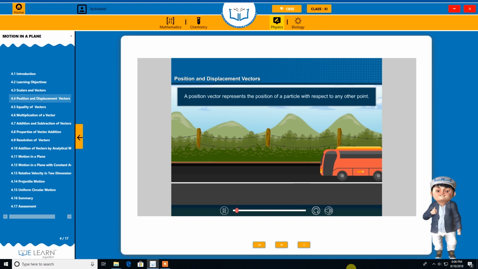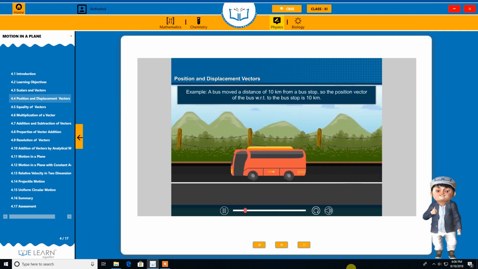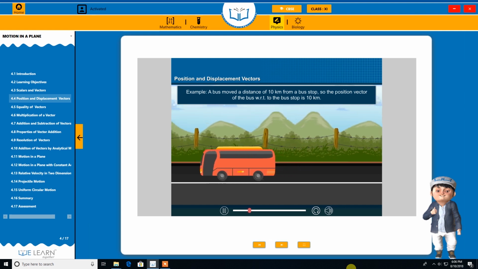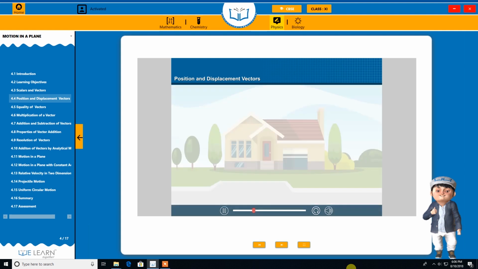A position vector represents the position of a particle with respect to any other point. For example, a bus moved a distance of 10 kilometers from a bus stop. So the position vector of the bus with respect to the bus stop is 10 kilometers.